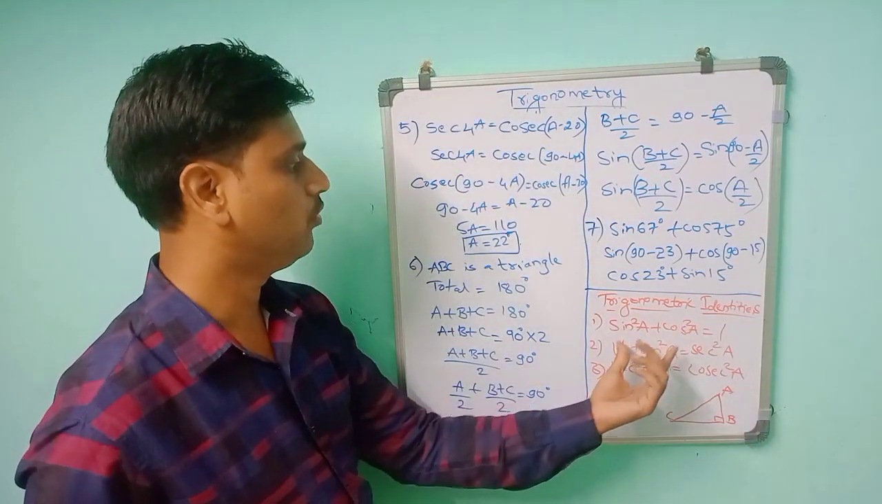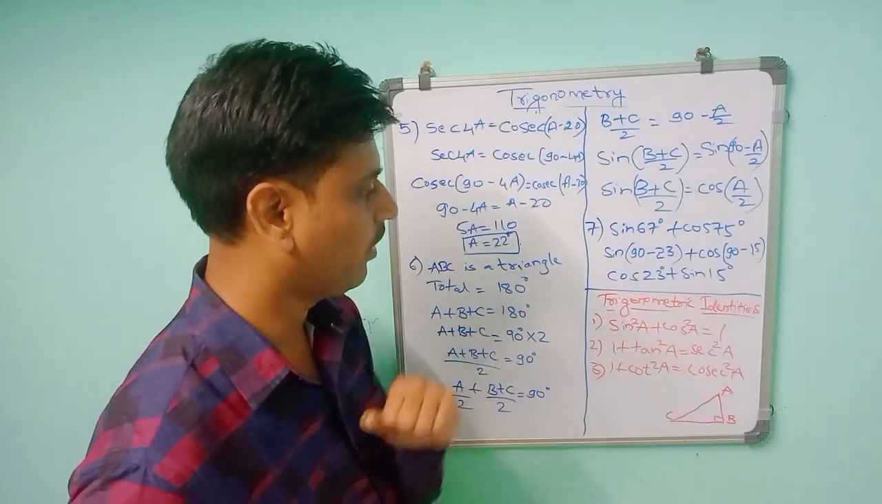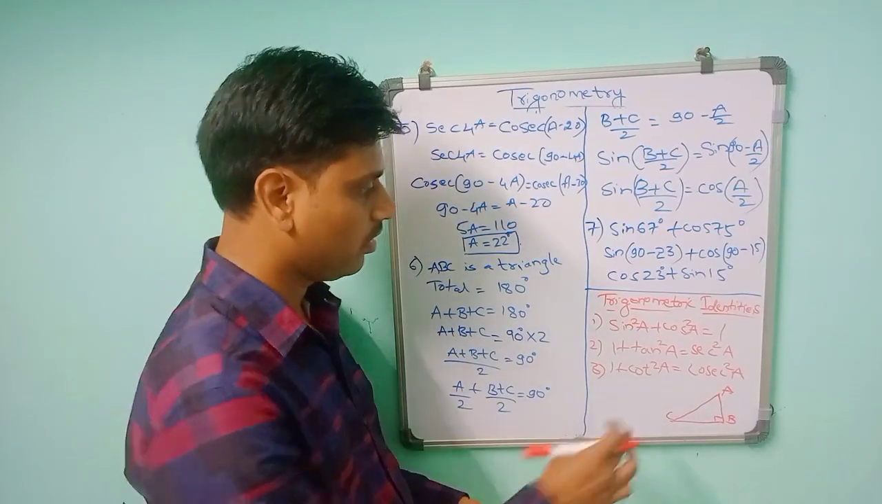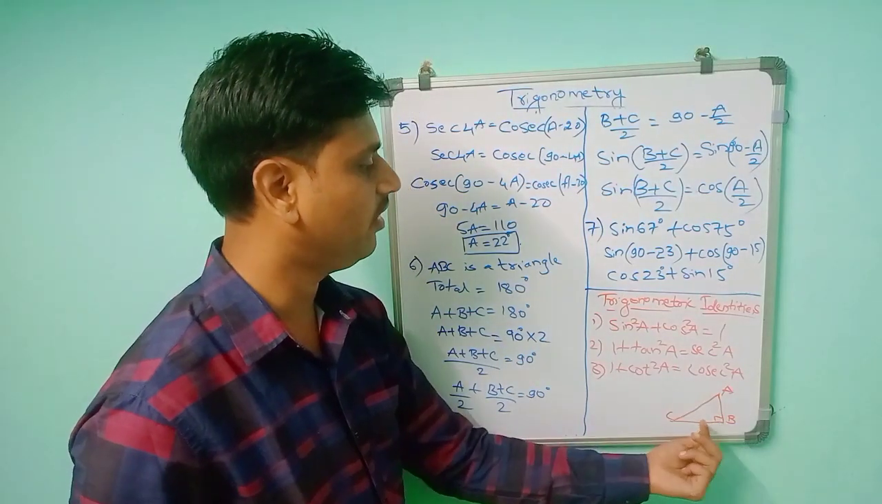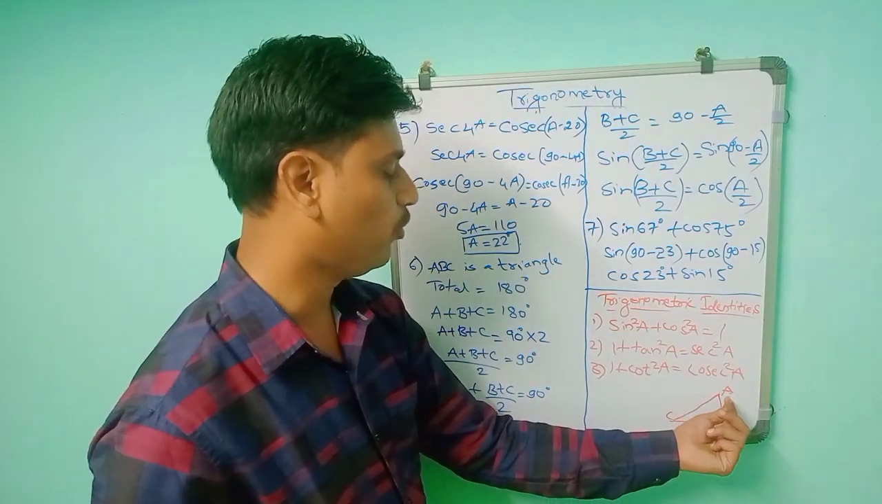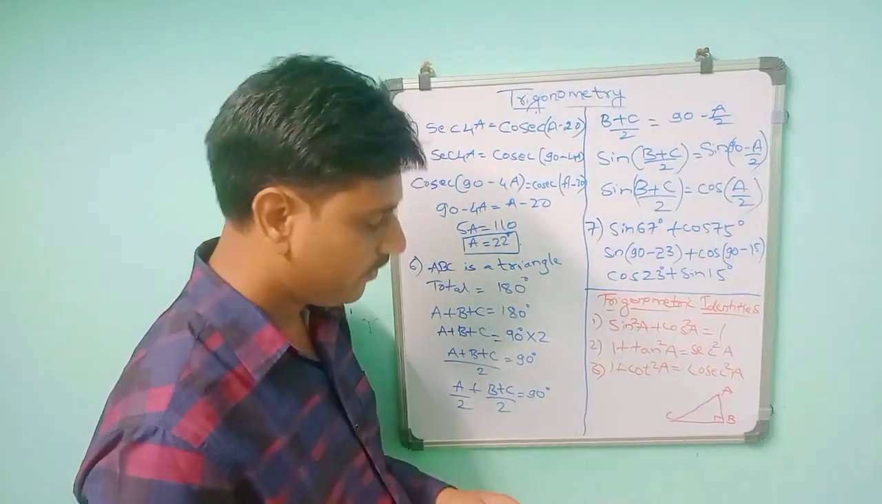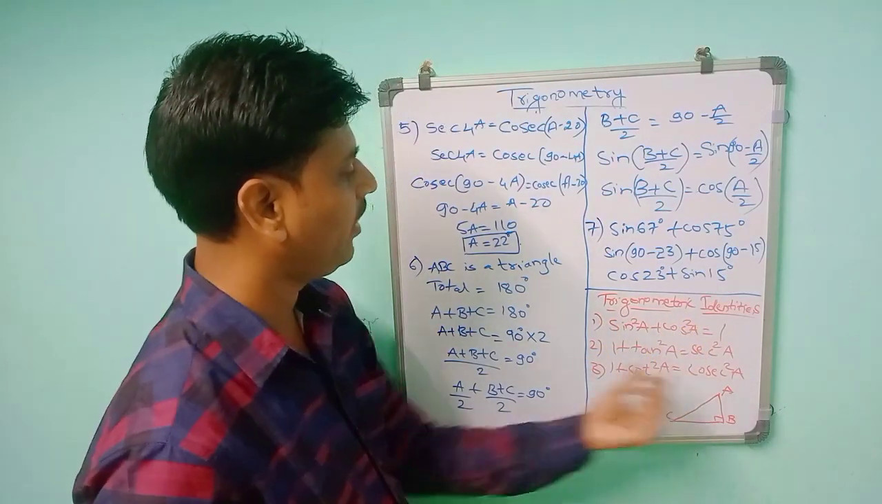So to take the values, the first one is sin square A plus cos square A. For that they have taken AB square plus BC square is equal to AC square, because AC is the hypotenuse, AB is adjacent, and BC is opposite. So they have taken AC square is equal to AB square plus BC square.